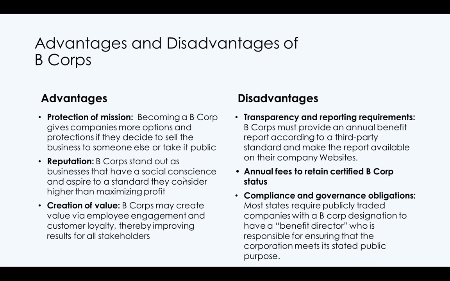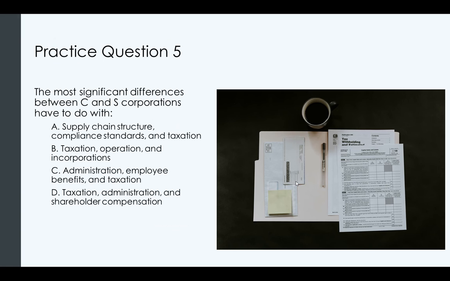Some disadvantages: B Corp must provide a lot of proof, a lot of transparency that they're doing this. Annual fees to retain certified B Corp status. And the compliance and government obligations. Most states require publicly traded companies with a B Corp designation to have a benefit director who's responsible for ensuring that the corporation meets its stated purpose. So basically, all the disadvantages are rooted in the fact that they have requirements to prove that they're providing a benefit to society.